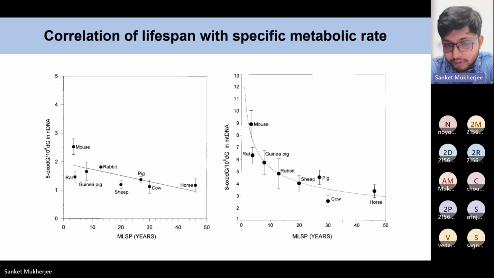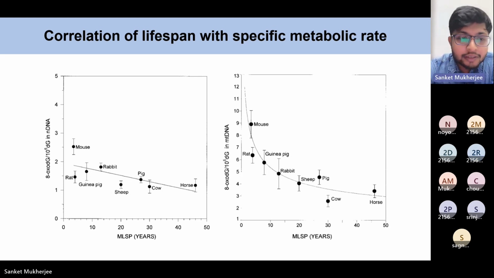So what do we observe? What is the indicator, what does 8-oxoguanine indicate? Mutated nucleotide. Why is the mutation happening? Because of reactive oxygen species. Right, you're right. Due to the accumulation of reactive oxygen species, the levels of 8-oxoguanosine increase.